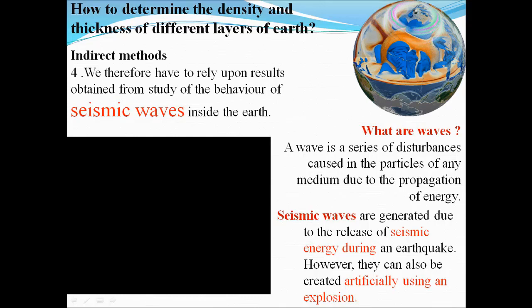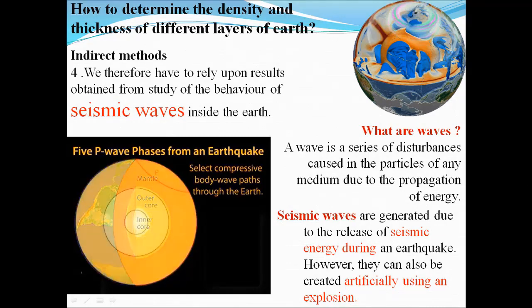Now first understand what waves are. Waves are a series of disturbances caused in the particles of any medium due to the propagation of energy. Now, seismic waves are generated due to the release of seismic energy during an earthquake. They could also be generated by artificial means using an explosion. Scientists use this knowledge, and with the help of this technique they manage to determine or assume the interior of the earth and differentiate different layers. Now we'll understand with the help of a video clip how seismic waves have been used to determine the interior of the earth.